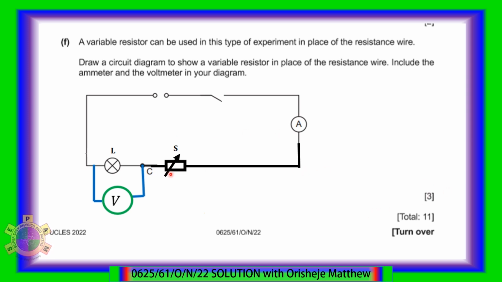So these 3 marks will be awarded for your ammeter symbol, your voltmeter 1 mark, then the correct symbol of your variable resistor, then getting your lines, the wires, correctly. That is 3 marks. 1 mark, 1 mark, 1 mark.